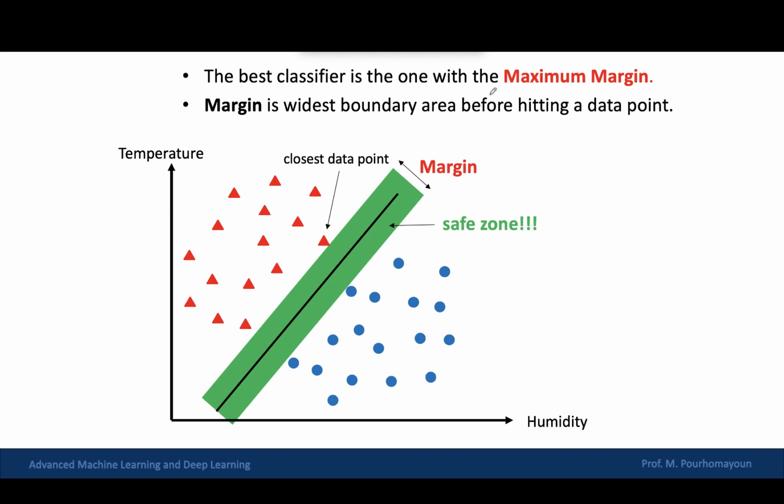And here we have a new criterion, maximum margin. So again, we have an optimization problem, but this time it is not minimization of loss or cost like linear regression, logistic regression and neural networks. It is maximizing the margin, so the area around this classifier. So this is what we want to do. The margin is the widest boundary around your classifier, the widest boundary before hitting any data sample.